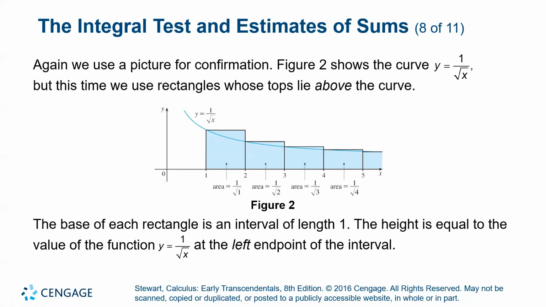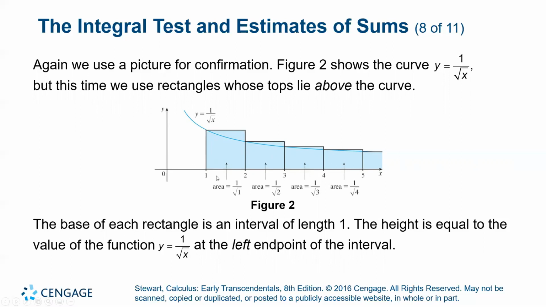So let's look at the picture again. This is the 1 over square root x. If you look at the left-hand endpoint and create rectangles like we did when we were estimating integrals, then we can do a similar sort of comparison by looking at the integral. Why are we using the left endpoints this time instead of the right endpoints?